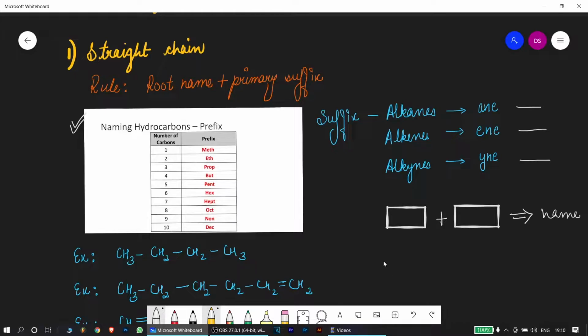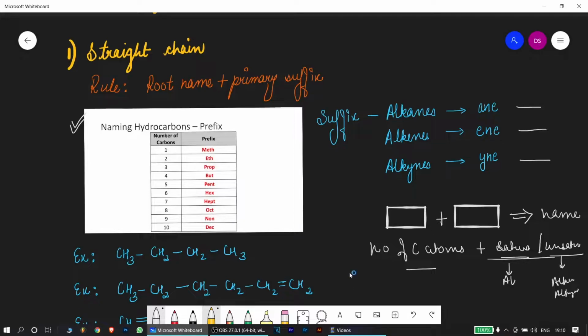Now, when you name the carbon compound, you have to keep in mind two different things. First is the number of carbon atoms present, and then is the saturation or unsaturation. That means you have to see whether the carbon compound is a saturated carbon compound or unsaturated carbon compound. Saturated means alkane, unsaturated means alkenes or alkynes. Right? Now depending upon these two things you are going to name it, right? So first, the rule here says that you have to write a root name first and then the primary suffix.